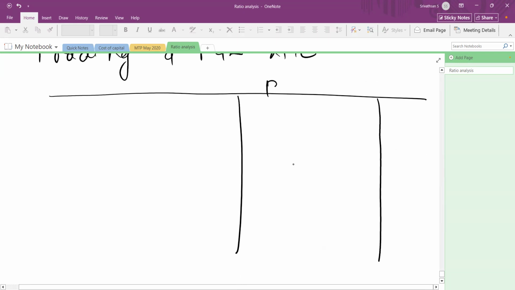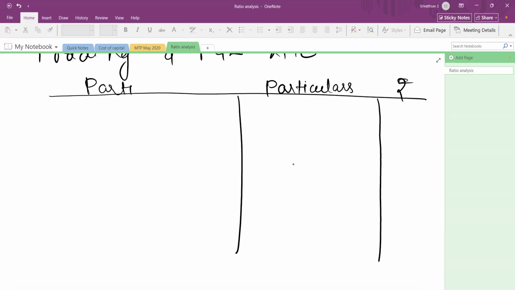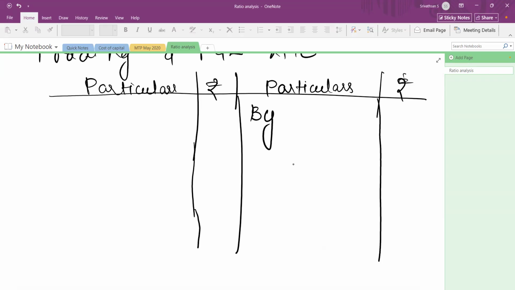So trading P&L account, particulars, amount, particulars. Listen, first thing that we should write on the credit side is by sales. What is the amount of sales? 32 lakh.